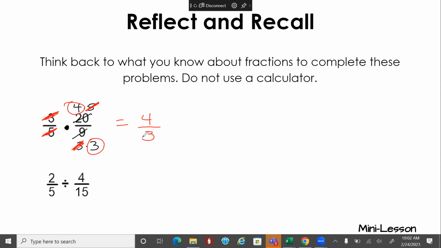Most of you probably multiplied straight across. You went 3 times 20 is 60, and then 5 times 9 is 45, and then you asked what's the greatest common factor that I can take out, which is 15, and that gave you 4/3. That would have given you 100 and then 27. No. Yeah, 0 or 5.